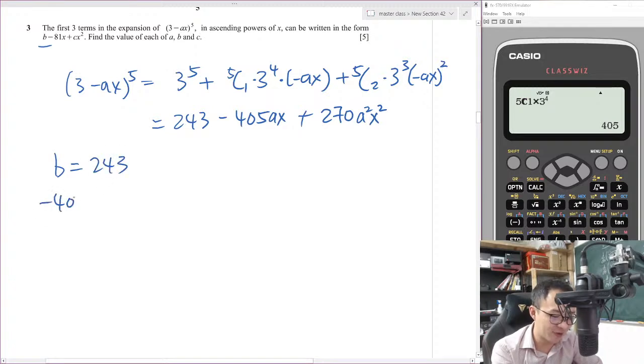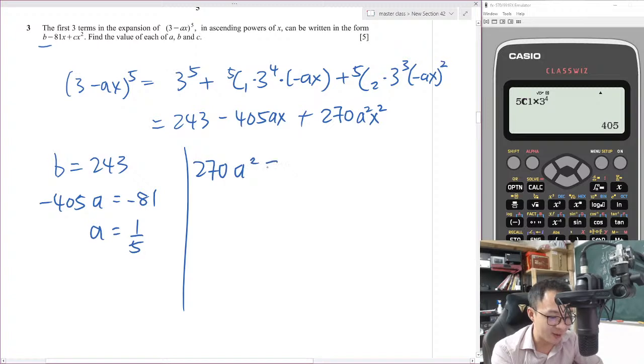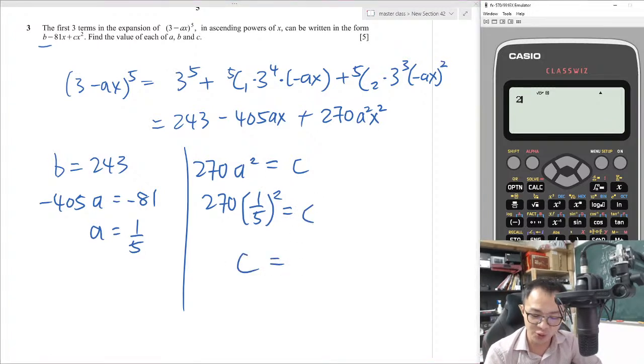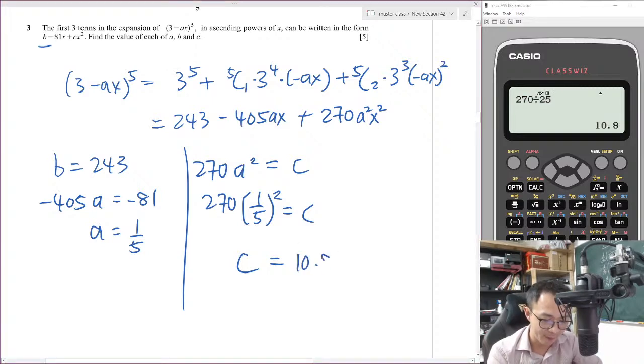243, negative 405, a equals negative 81, so a equals 1 over 5. And then 270 a squared equals c. So 270 times 1 over 5 squared equals c. Then I know c equals 270 divided by 25. So we have 10.8. This is how we solve a, b, and c there.